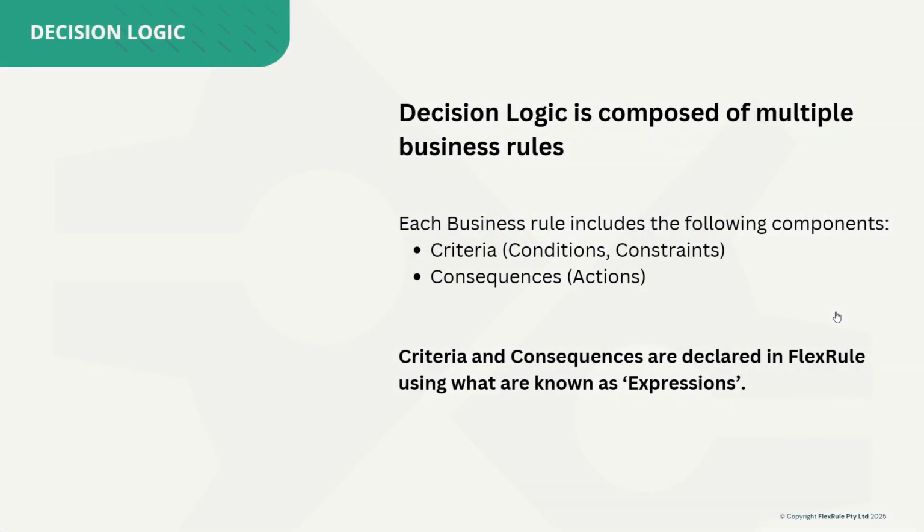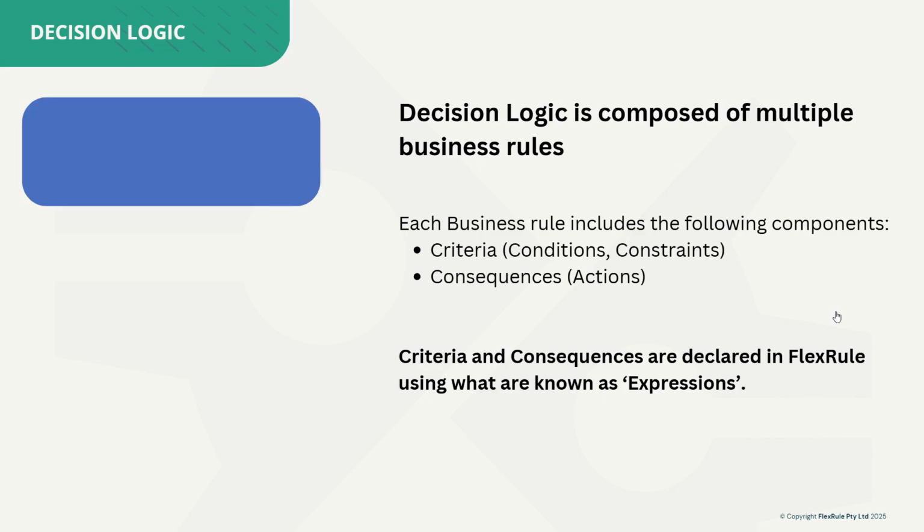Decision tables. Decision logic is composed of multiple business rules. And each business rule has certain components. These are criteria, which are conditions and constraints, and consequences, which are actions.